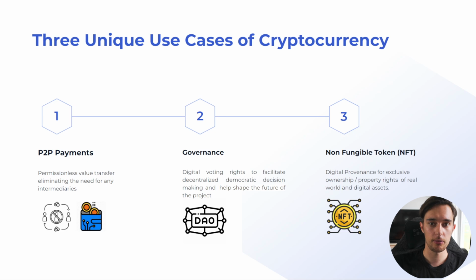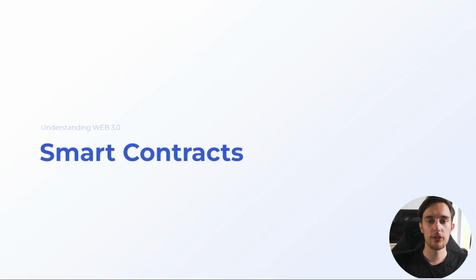You have peer-to-peer payments, like Bitcoin is the biggest example of that, where it's meant as a payment tool, or as a currency, where I can directly send transactions peer-to-peer from my wallet to yours without any need of a middleman, like a bank. Then you have governance tokens, which are used for digital voting. It's like a very democratic way for decision making in the future of companies or projects or applications. And then the third and final use case are NFTs, or non-fungible tokens, which enable exclusive provenance for digital and real-world assets.